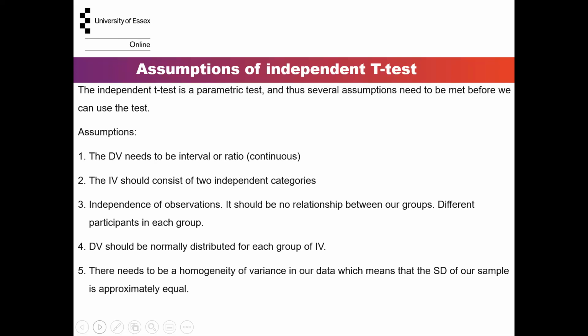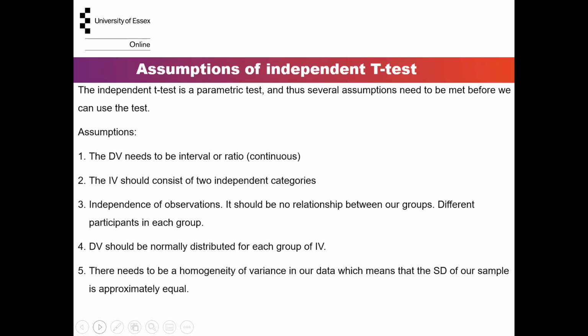Then the third assumption, we need to have independence of observations. So there should not be a relationship between our groups. So different participants should be in each group. And this assumption relates to the research design. So how we design our experiment.